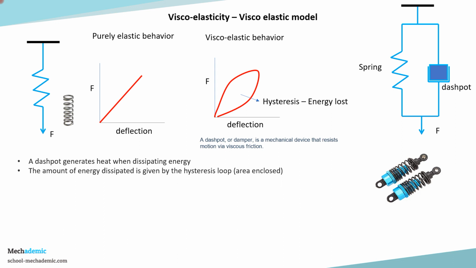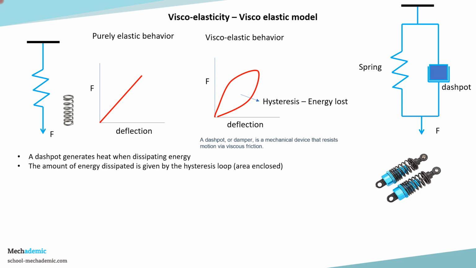So the dashpot generates heat, it dissipates the energy because of the hysteresis loss, and the amount of energy dissipated is given by the hysteresis loop. So this hysteresis loop, which is connected by the loading and unloading cycle, will have a certain amount of area on the graph enclosed within it. So the measure of this area will basically give us the amount of energy lost in the system.